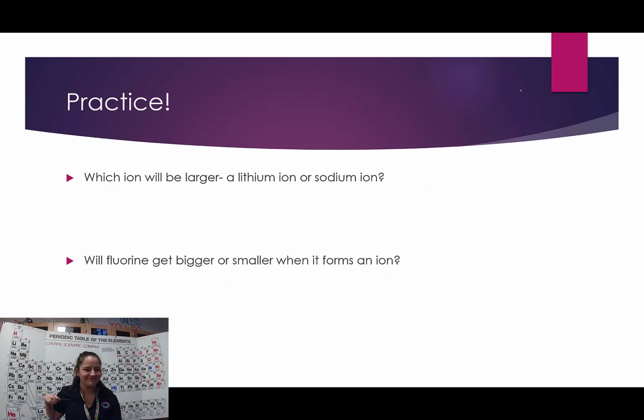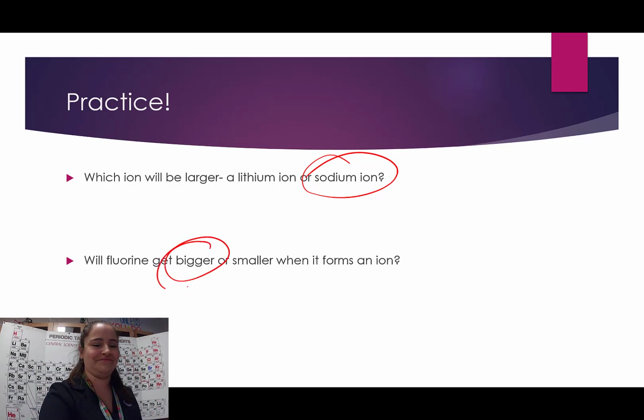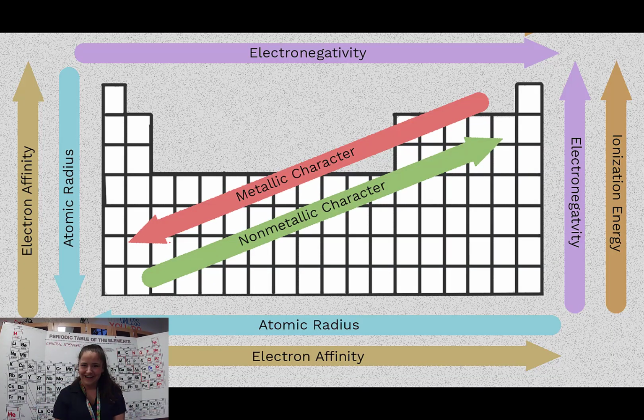Lithium or sodium? Yep, sodium. It's got more energy levels. And when fluorine forms an ion, is it going to get bigger or smaller? Well, it's a nonmetal, so it's going to gain electrons and get bigger. Okay, cool. That's it for our periodic trends.